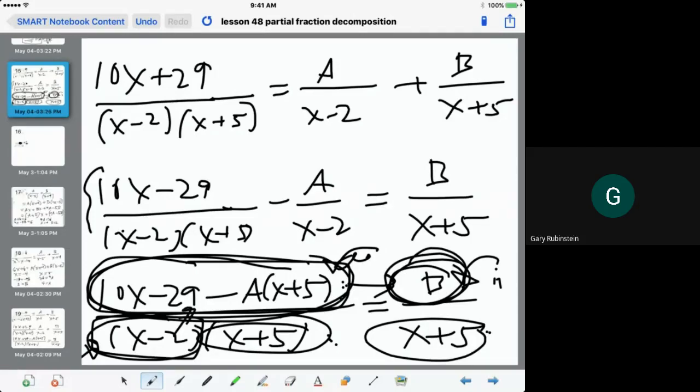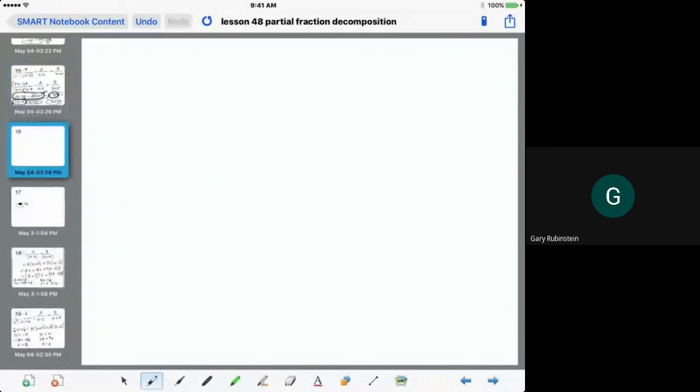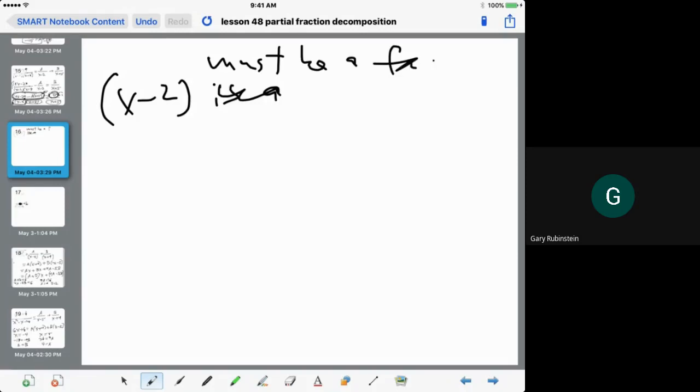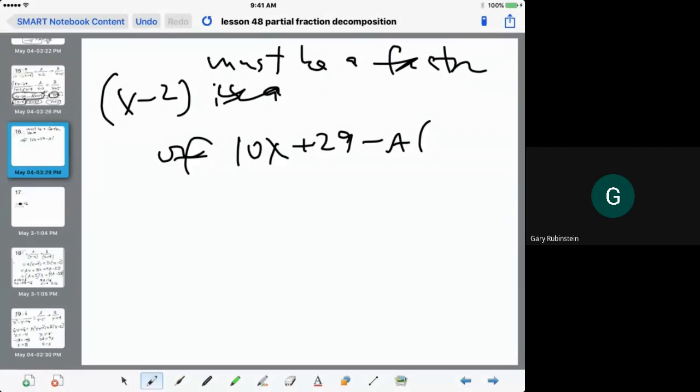So I'm going to write down what we have. I'm going to write down x minus 2 is a factor of 10x minus 29 minus a times x plus 5. I'll say x minus 2 must be a factor of 10x plus 29 minus a times, what was it? Was it x plus 5?